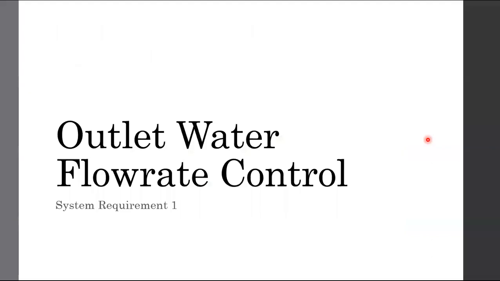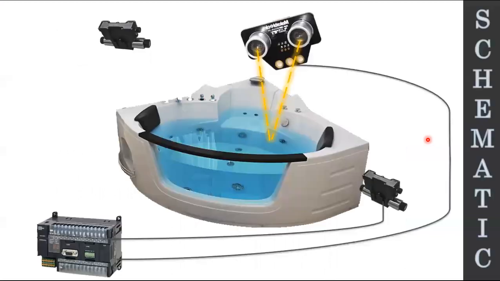Okay, so let's now proceed to the first system requirement, no? Outlet water flow rate control. So in this diagram, here is our bathtub, here is our controller, okay? So the bathtub is the process, we have here the controller, and we have here the drain valve as the output device, and we have here the ultrasonic sensor, okay, as the input device.